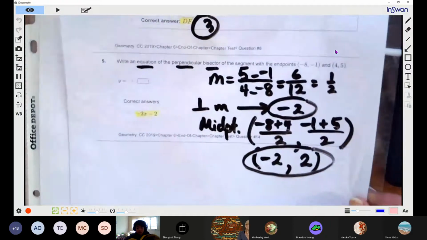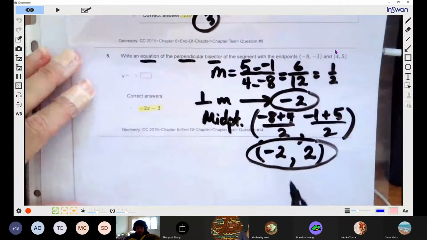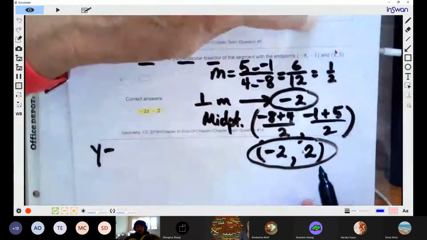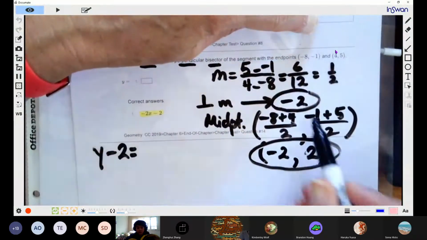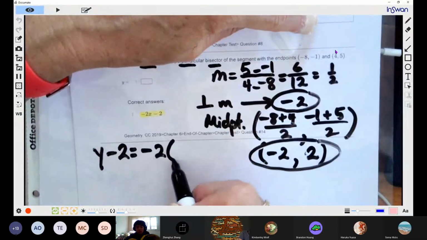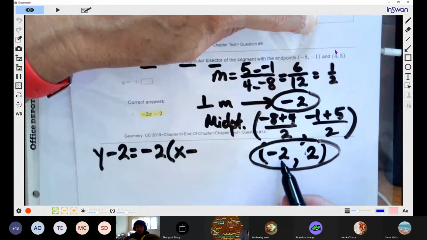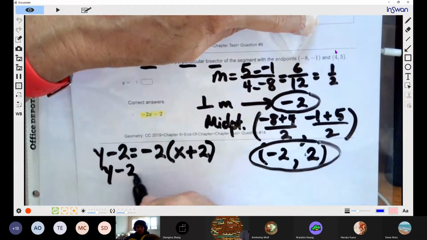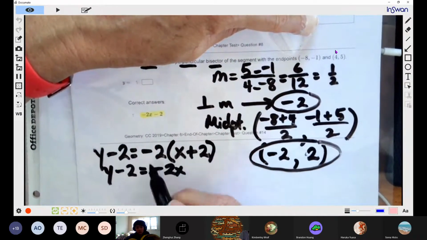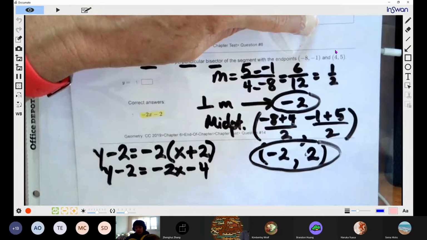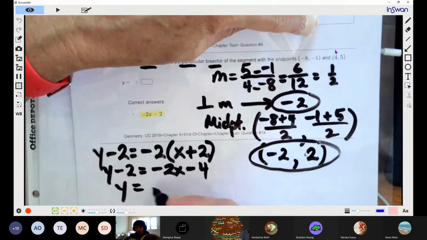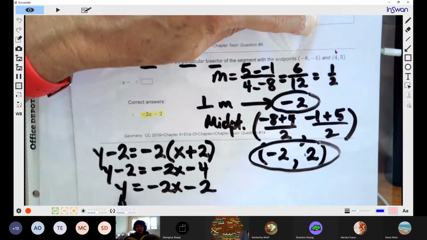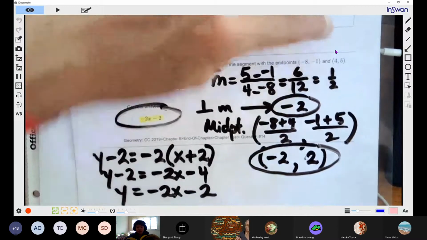So we use this slope and this midpoint to write the equation. And you can do it with either the slope-intercept or the point slope. I like the point slope. So I do y minus this y equals the slope times x minus this x. I distribute my -2. And I'm going to add 2 to both sides to get that away. And so there's my correct answer.